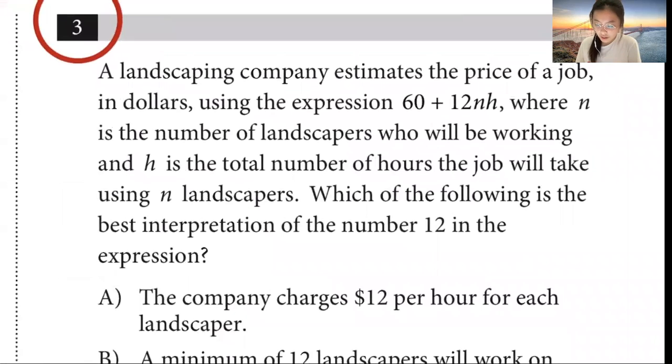A landscaping company estimates the price of a job in dollars using the expression 60 plus 12NH, where N is the number of landscapers who will be working and H is a total number of hours the job will take using N landscapers. Which of the following is the best interpretation of the number 12 in the expression?